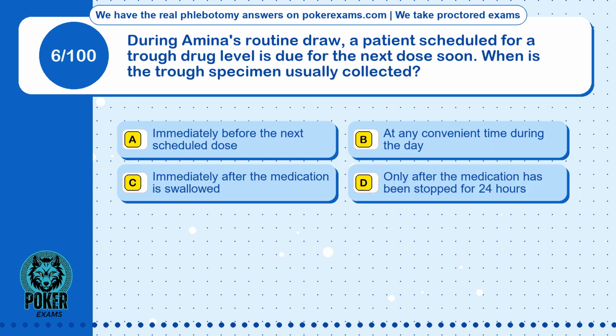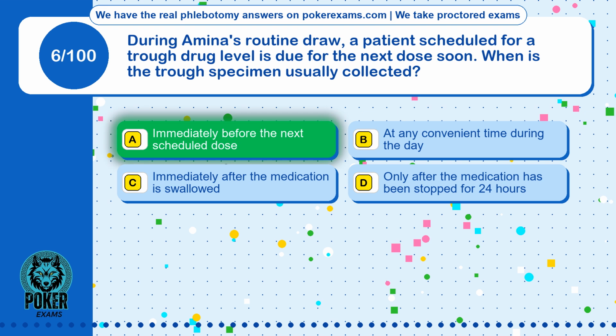Question 6. During Amina's routine draw, a patient scheduled for a trough drug level is due for the next dose soon. When is the trough specimen usually collected? Option A, immediately before the next scheduled dose. Option B, at any convenient time during the day. Option C, immediately after the medication is swallowed. Option D, only after the medication has been stopped for 24 hours.